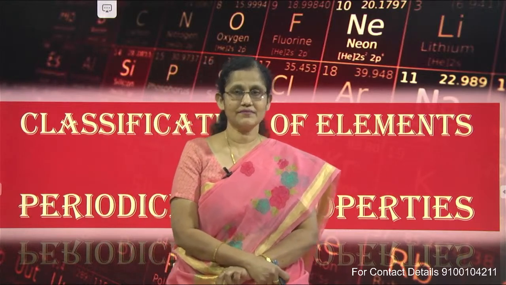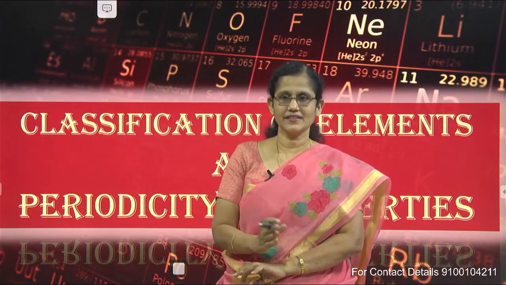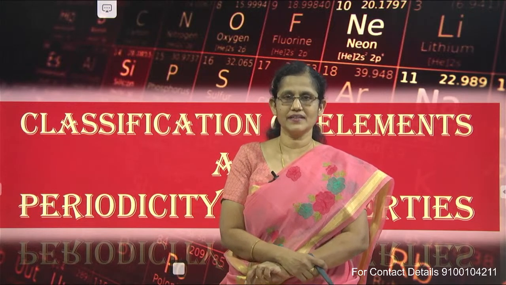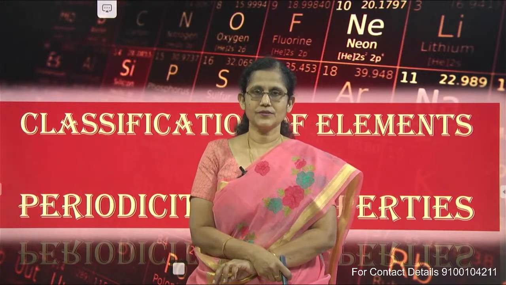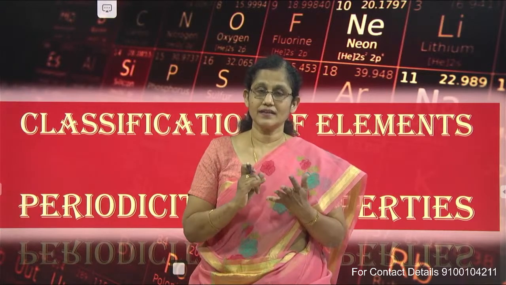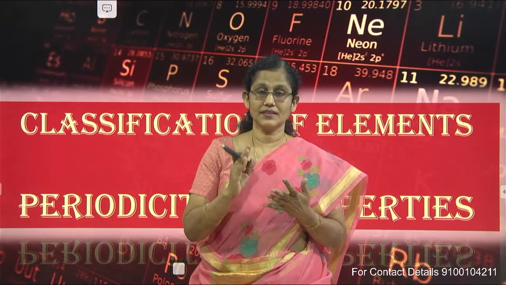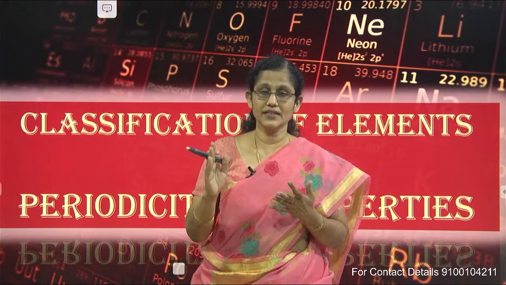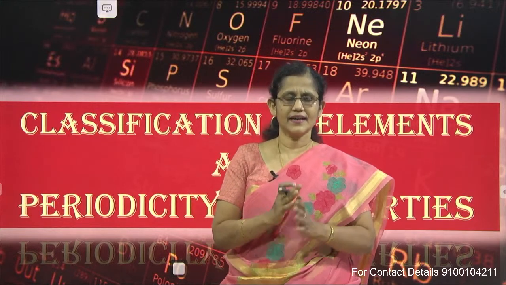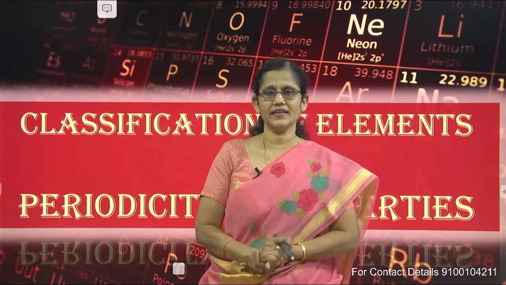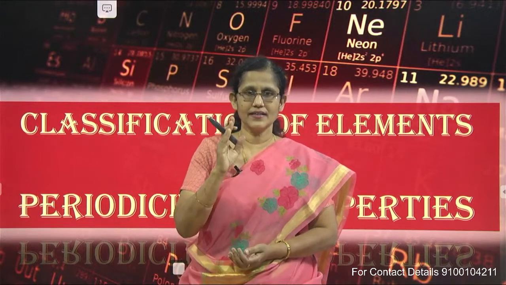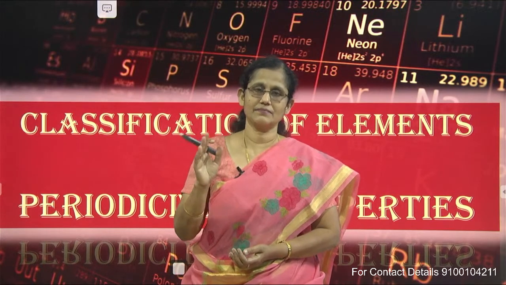Last week we started the chapter classification of elements and periodicity in properties. In that chapter we started different scientists' opinions regarding classification of elements. We discussed Dobereiner's law of triads, Newland's law of octaves, Lothar-Meyer atomic volume curves, and different scientists' ways of classifying elements. We also studied Mendeleev's periodic table.